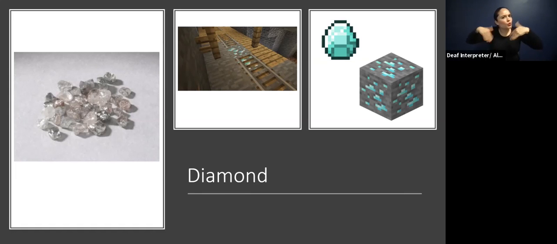So I mentioned the Mohs hardness scale. These are number 10. These are the hardest materials on Earth.